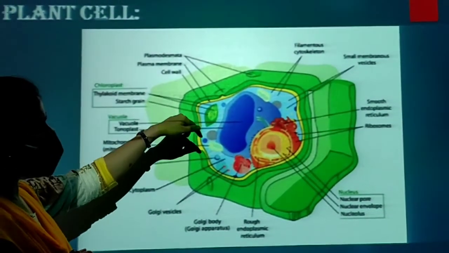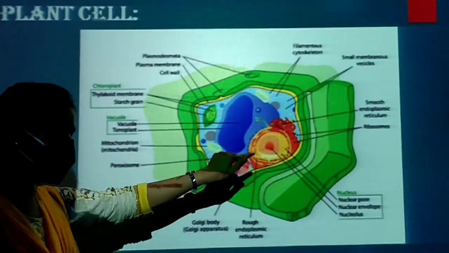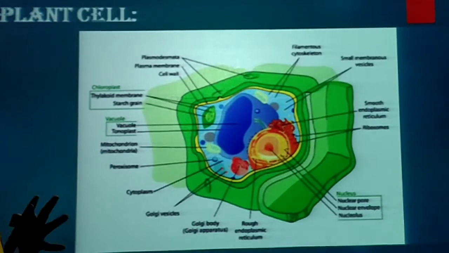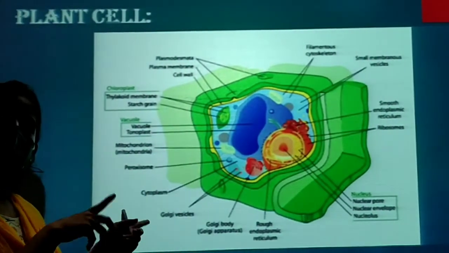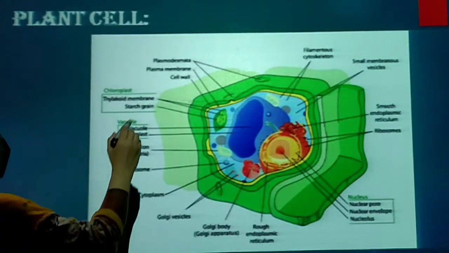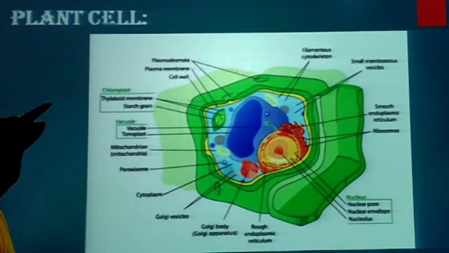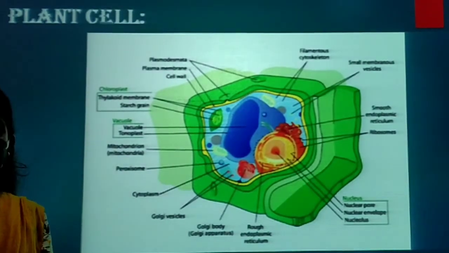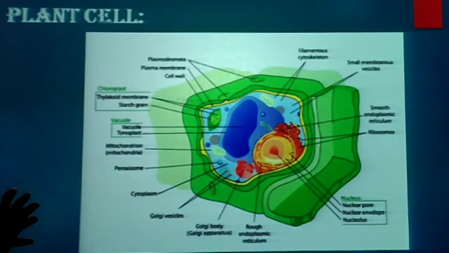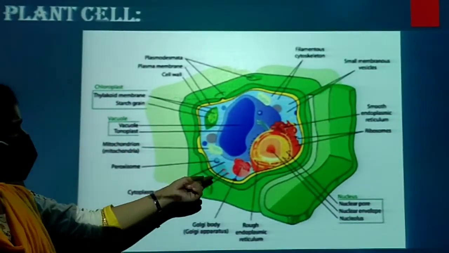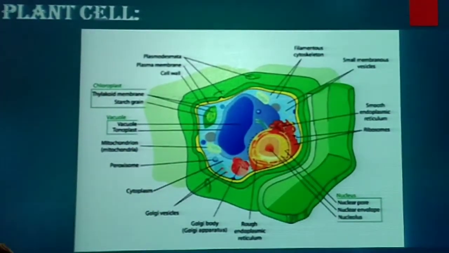And next to the cell wall, there is again the same cell membrane, which has just the same function as the cell membrane present in animals. The cell membrane is selectively permeable or semi-permeable, you can say, which decides which things will be entering into the cell. The substances pass through this cell membrane.